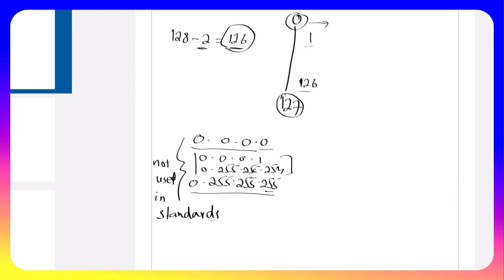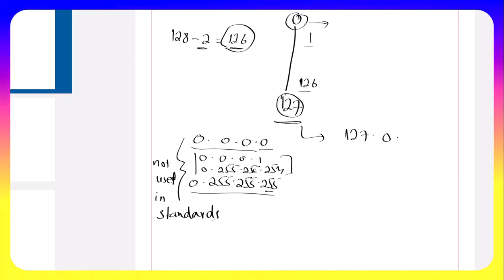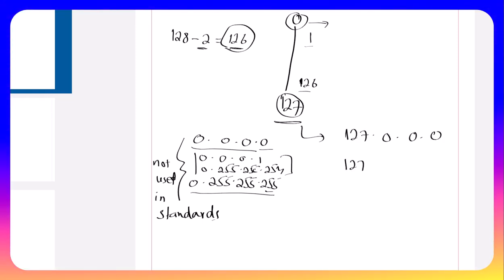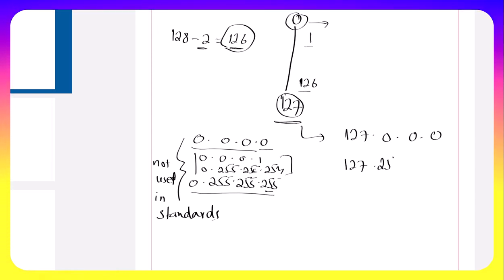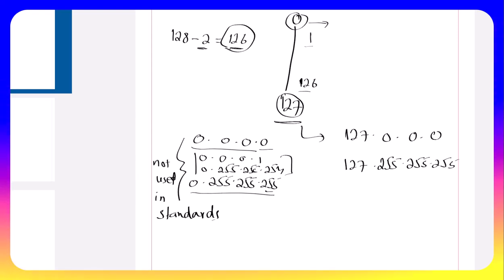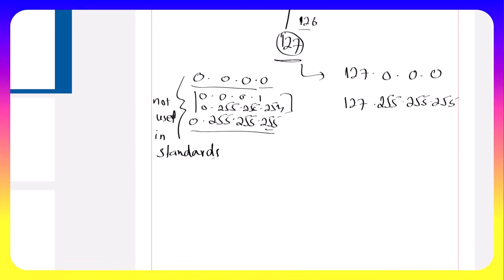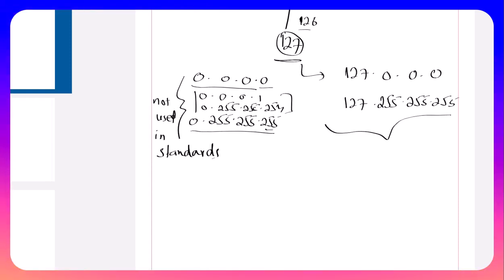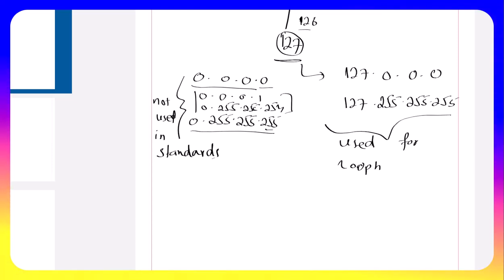Reserved. Okay, 127 ranges from 127.0.0.0 up to 127.255.255.255, and this range is used for the loopback process.